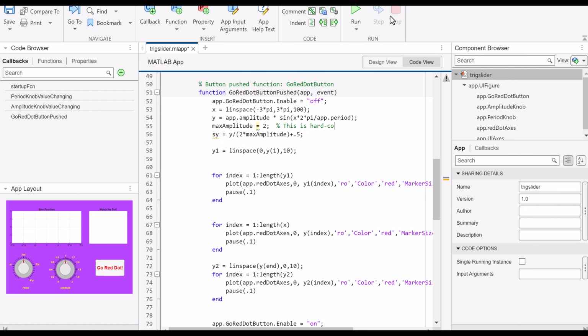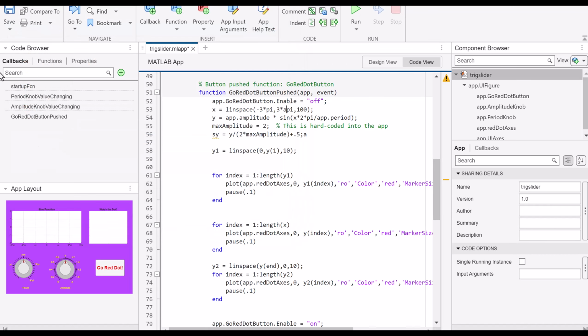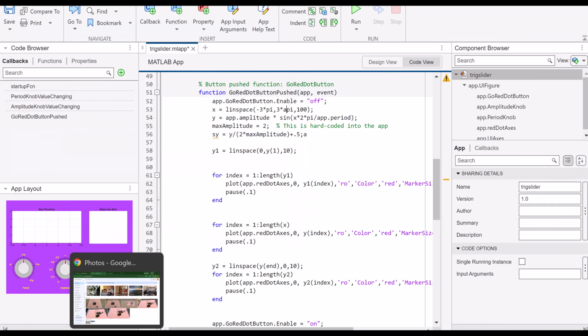This is hard-coded into the app. I don't know why I'm writing this, it just makes me feel better. Also, I'm going to go ahead and save a copy of this. Files, save as. Can I not do that in here? Save copy as. I'm going to save a copy of this as my app, my servo version, because in case I make a mistake, I want to be able to come back and get it.